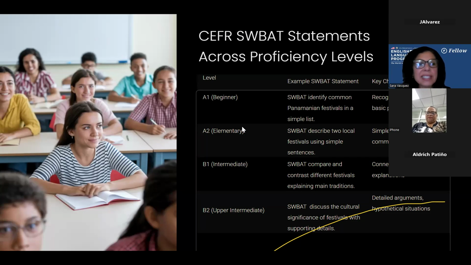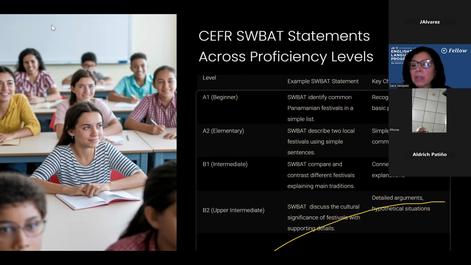Let's see it to get an idea of the way the levels work. Go to A2 elementary just to get the idea. A2 elementary: students will be able to describe two local festivals using simple sentences. Right. Do you see, Joelle, that at this level we're building upon the previous knowledge, just like we saw in Bloom's? So we're having students look and give us simple descriptions of the festivals that they see in pictures or in writing. Or they can use basic communication to say things like, oh, I went to Carnival, or I went to the Semana Santa parade. They can describe it in a few more words as they're becoming more and more proficient.